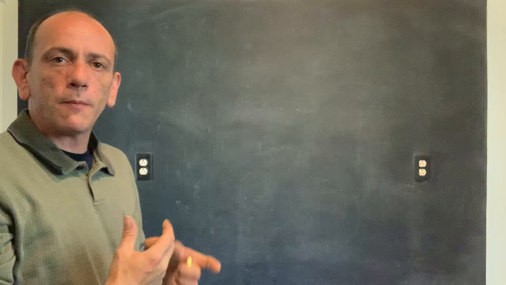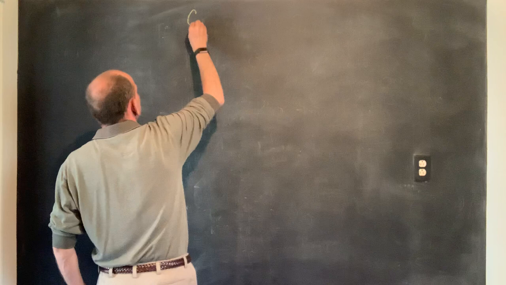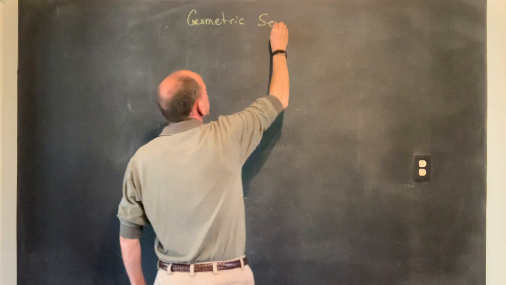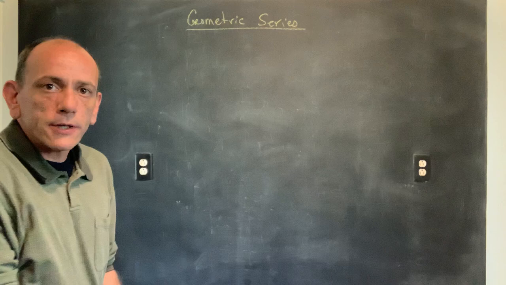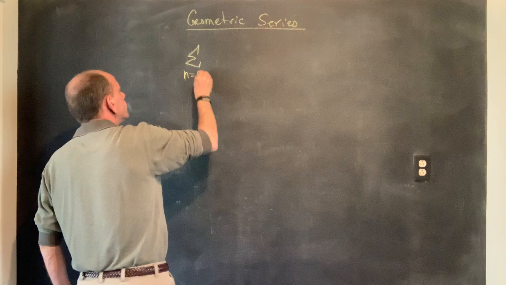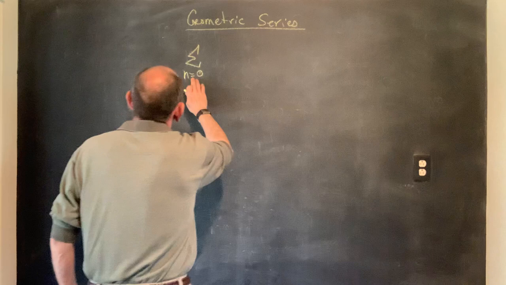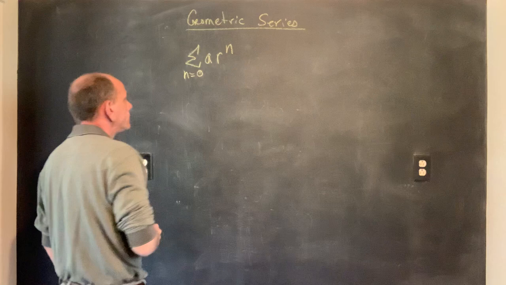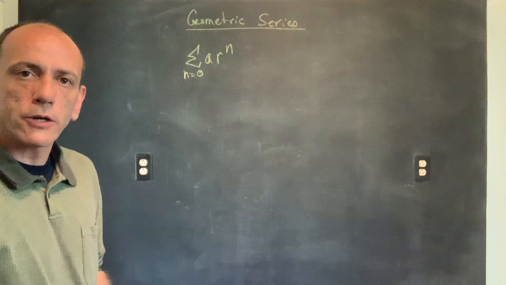In particular, I'm talking about a geometric series. A geometric series is a series of the form, the sum from n equals 0. Now it is important that our index starts at 0 for these. N equals 0, a r to the n. A series of this form is called a geometric series.